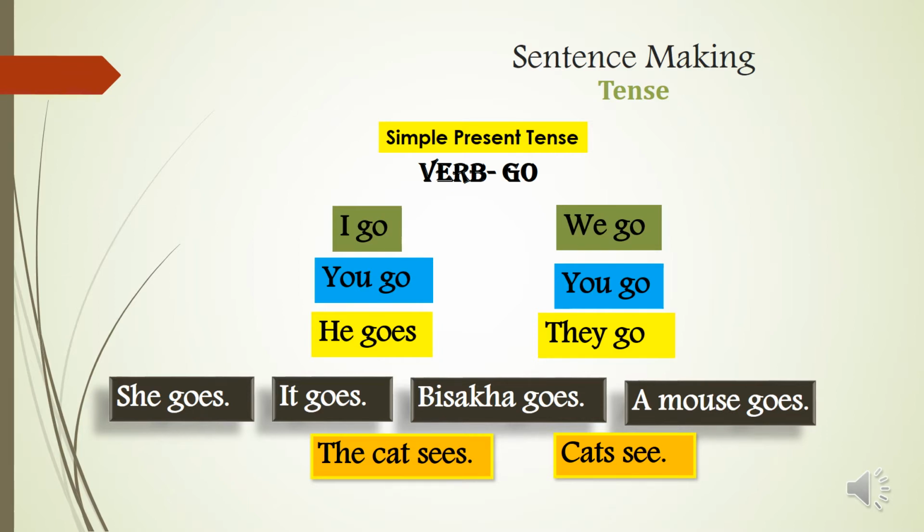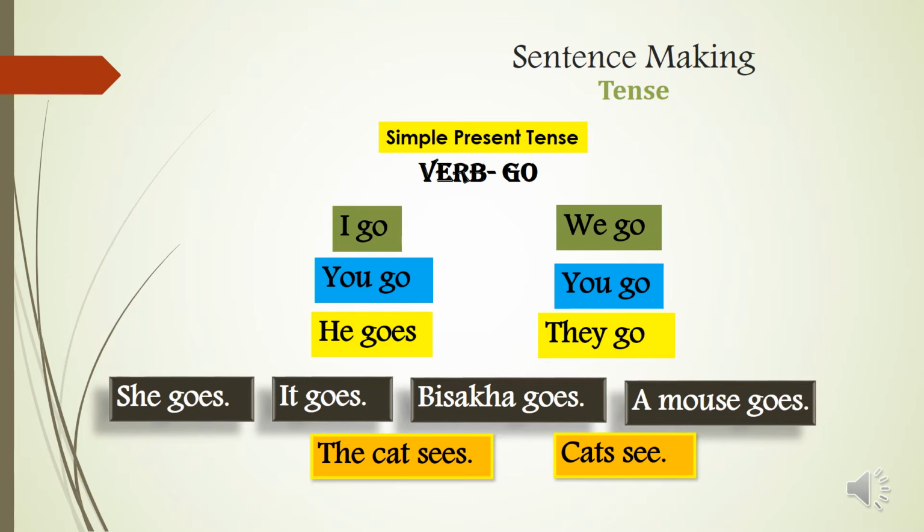No s is added to the verb because this is only a third person plural number. So just remember that with third person singular number in simple present tense you have to attach an s or es with the main verb. So read with me again. I go, we go, you go, he goes, they go.